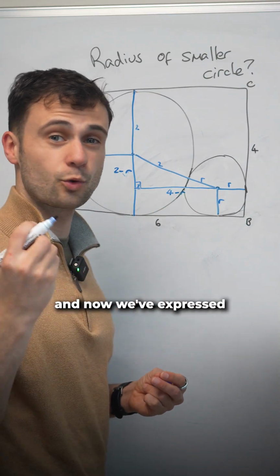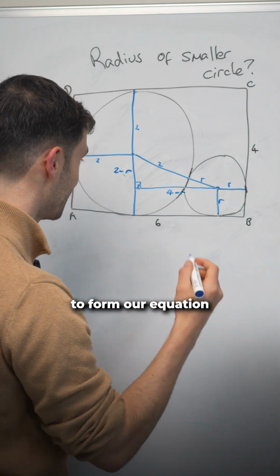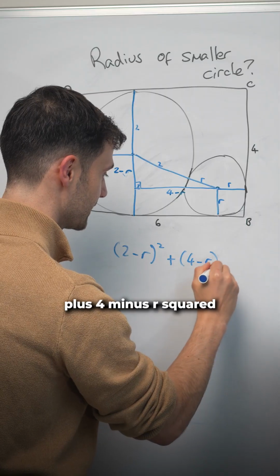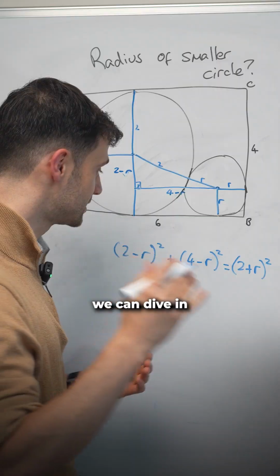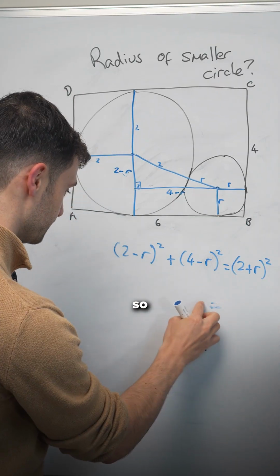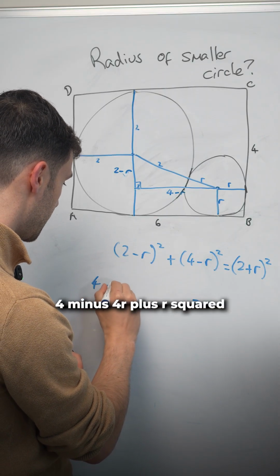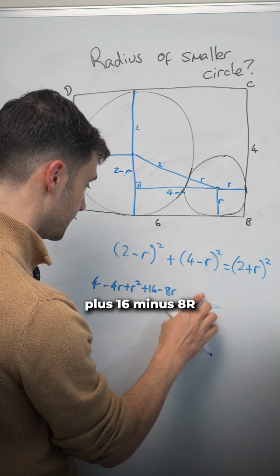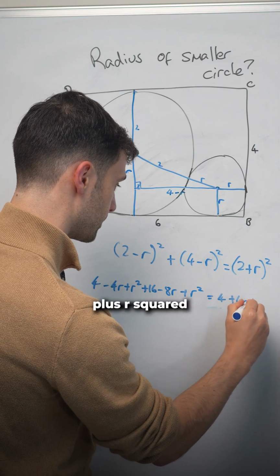And now we've expressed all of the sides of our right-angled triangle, so we can use Pythagoras' theorem to form our equation. So we've got (2 minus r) squared plus (4 minus r) squared is equal to (2 plus r) squared. So now we can dive in, expand all these perfect squares, and try and solve this. So we don't want to forget our middle terms as we expand these perfect squares. So we've got 4 minus 4r plus r squared plus 16 minus 8r plus r squared is equal to 4 plus 4r plus r squared.